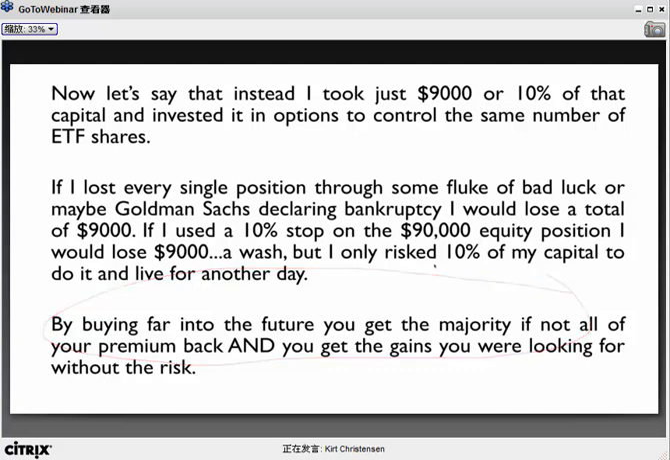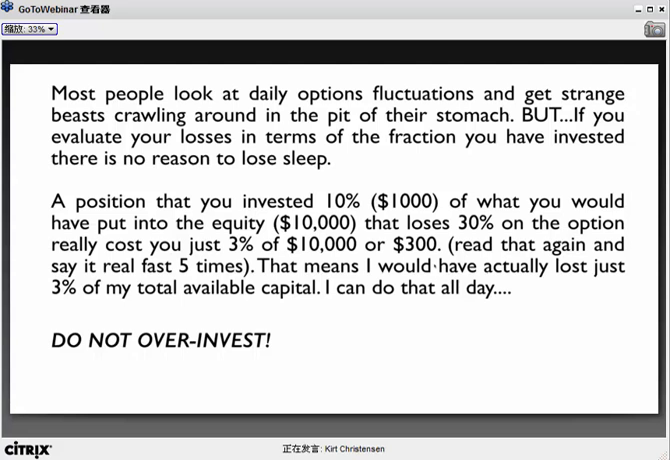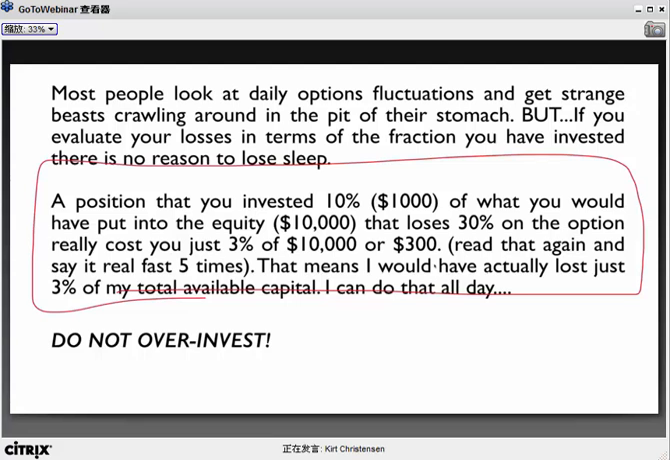Now, a lot of people look at the daily options price fluctuations and get strange beasts crawling around in the pit of their stomach. But if you evaluate your losses in terms of the fraction you have invested, there's no reason to lose sleep. Quite simply, and this gets a little hard to say fast, a position where you invested 10%, or $1,000, of what you would have put into the equity, or $10,000, that loses 30% on the option really only lost you 3% on the $10,000, or $300.